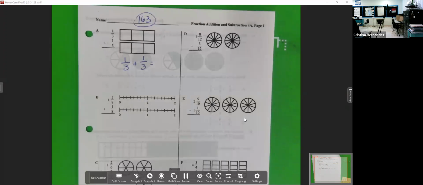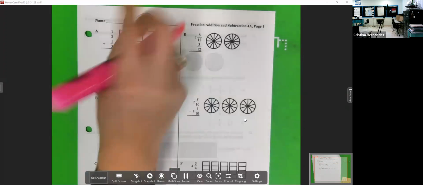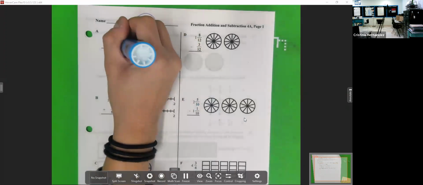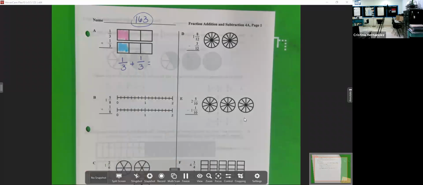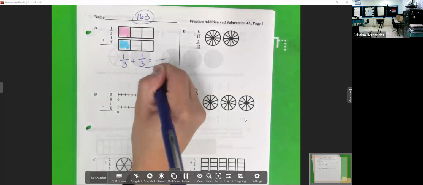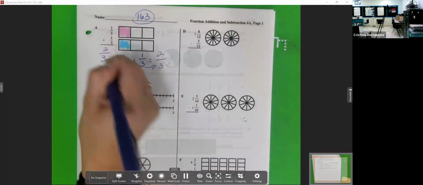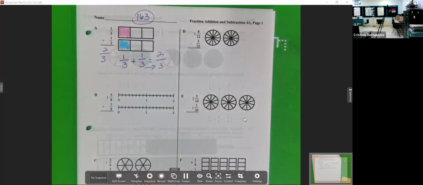What's 1/3 plus 1/3? 2/3. Okay, so how many am I going to shade in up top? For each fraction, 1, and then for the next one, 1. Remember, our denominators do not change, do they? So what do we get as our answer here? We just add our numerators, 2/3. Not 1/3, but 2/3. Our denominators do not change.